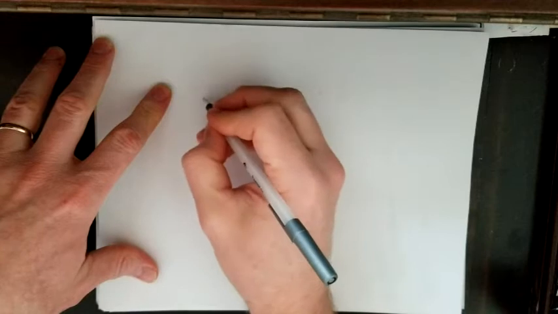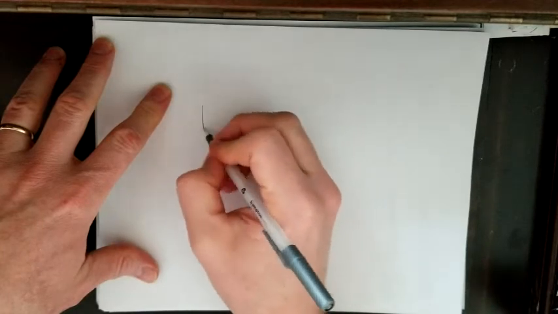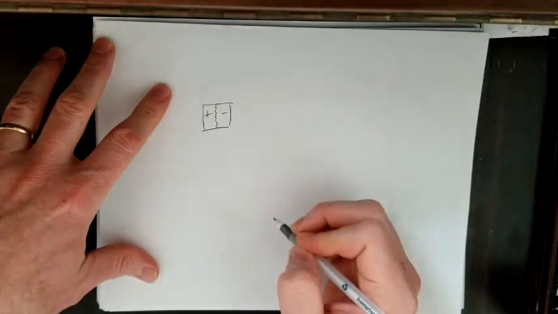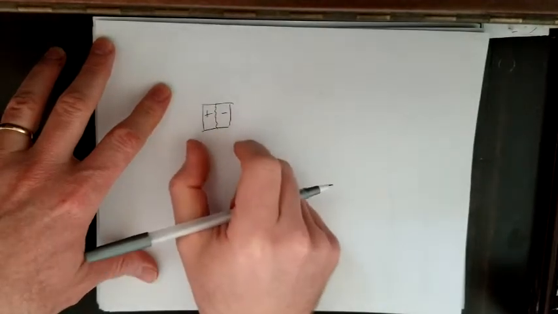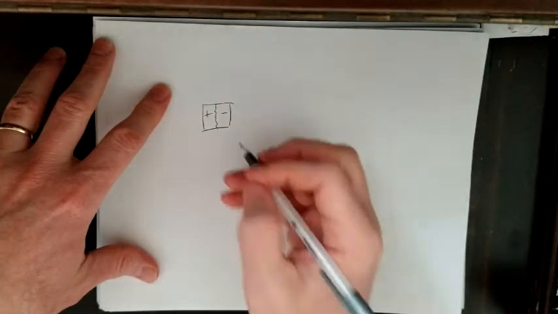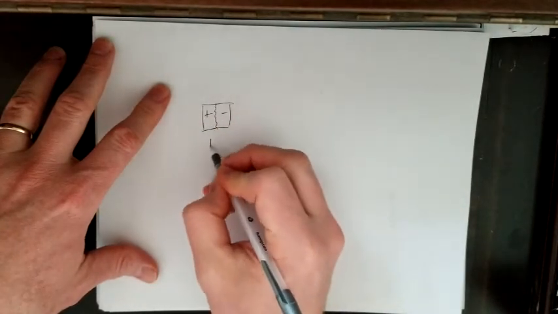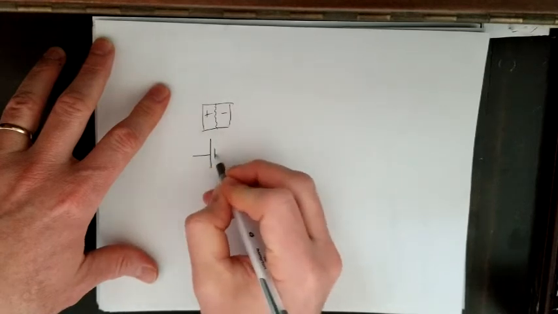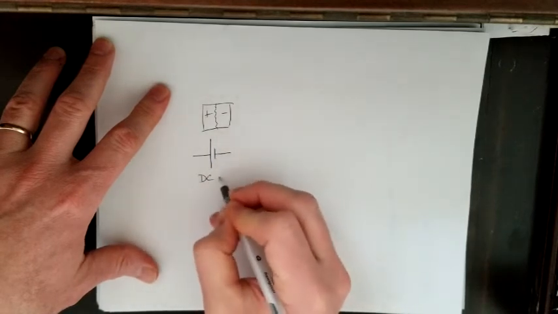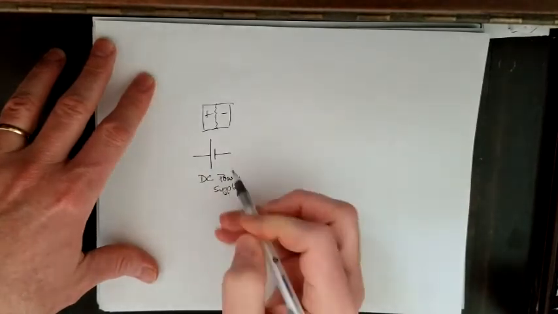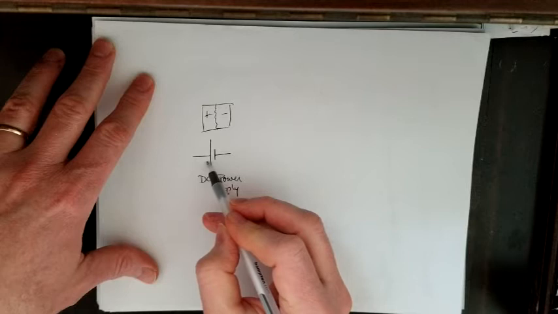We'll be dealing with circuits in this class, so it's important to know what the symbols are. For a DC power supply, you're going to have a positive and negative side to it. In a battery, it would all be contained in one item, but the symbol that you generally use for a DC power supply is the symbol that looks like this.